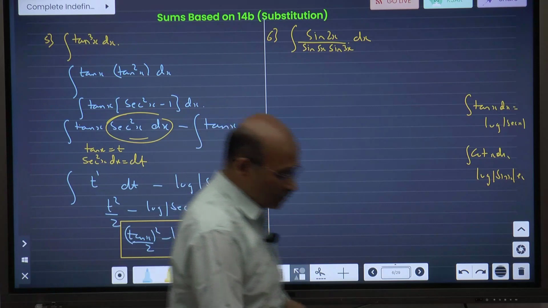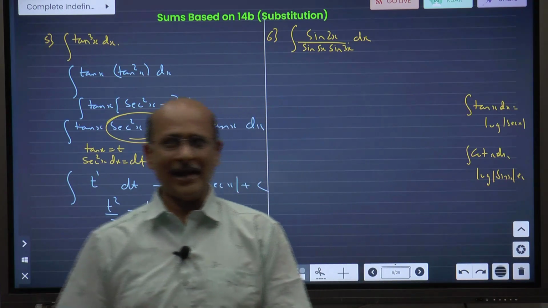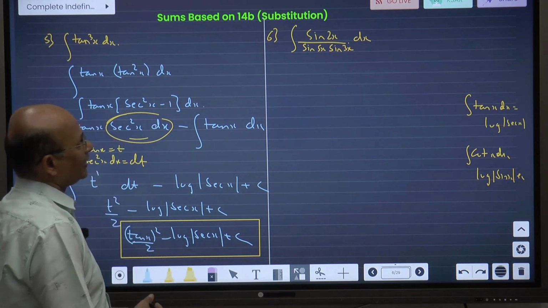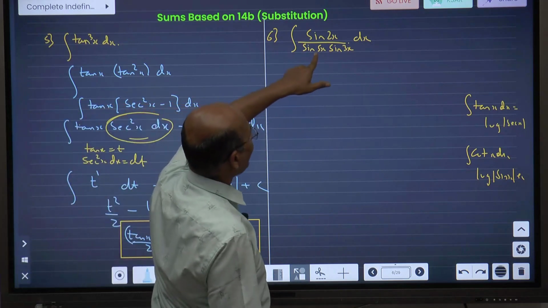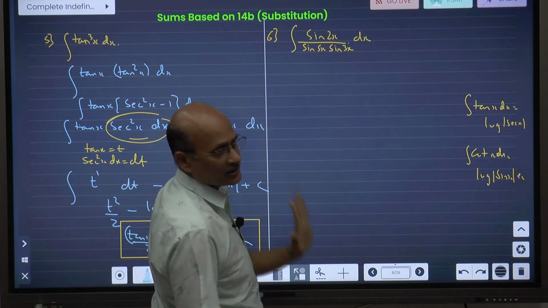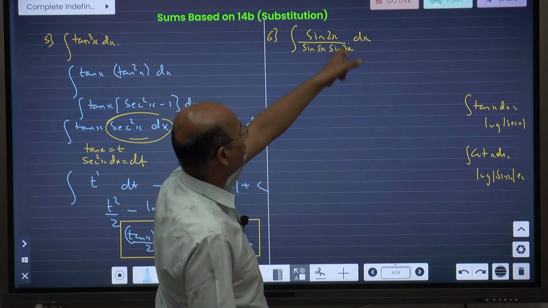As I said, when all the doors get closed and the technique also doesn't apply, then basic mathematics always comes to the rescue. What I'm going to do is look at the angles here. 5x is there, 3x is there, 2x is there. I really don't know, but I'll try to work it out.